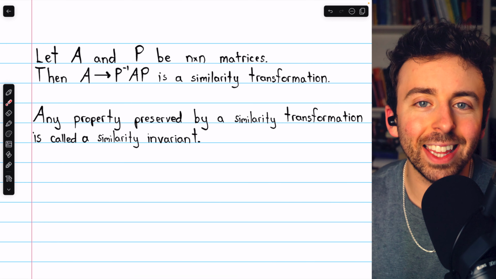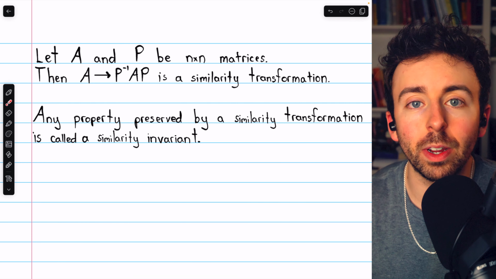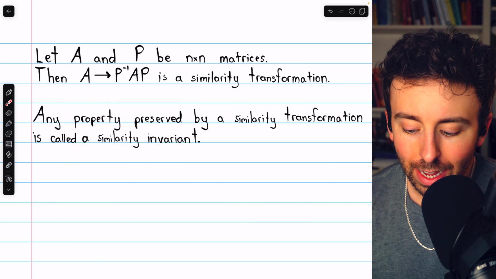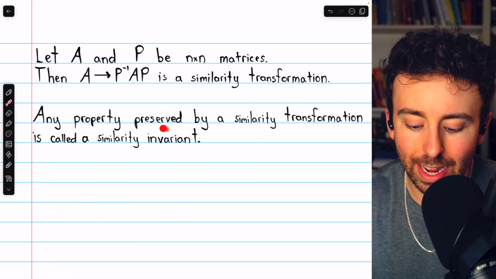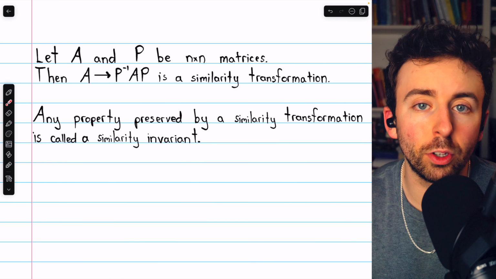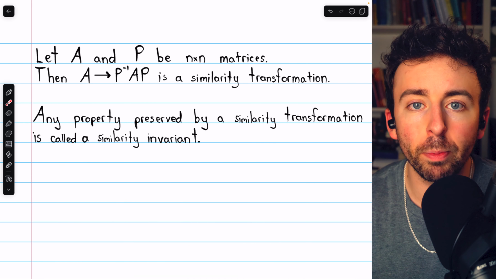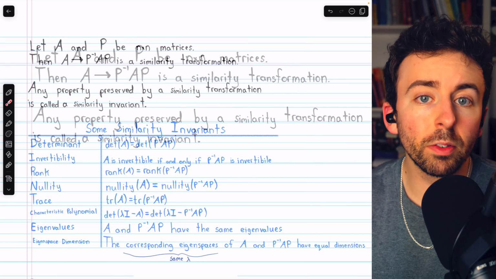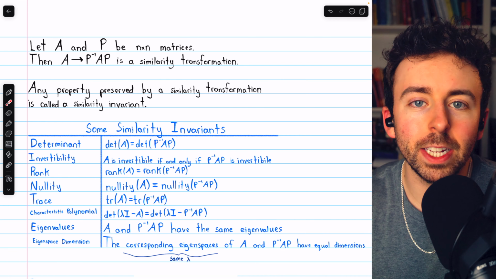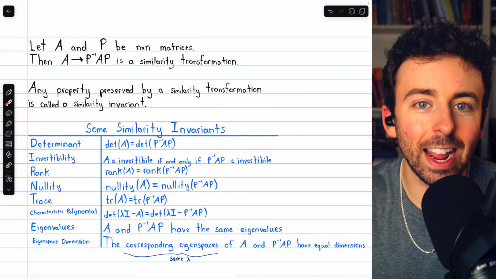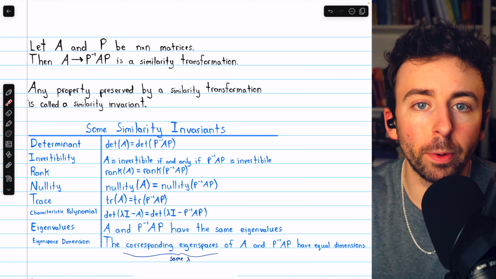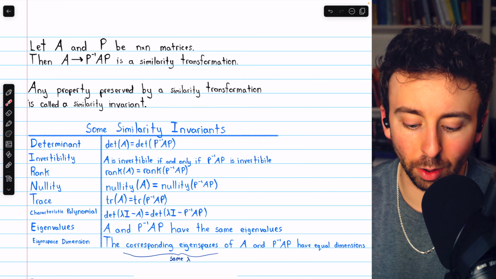Any property like this that doesn't change after a similarity transformation is called a similarity invariant. So if you have two similar matrices, a similarity invariant will be a property common to both of them. Here's a list of some similarity invariants. You can see it contains many of the most important properties of matrices we've discussed so far.